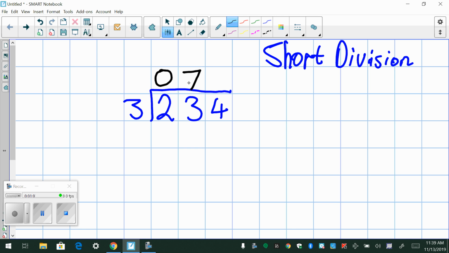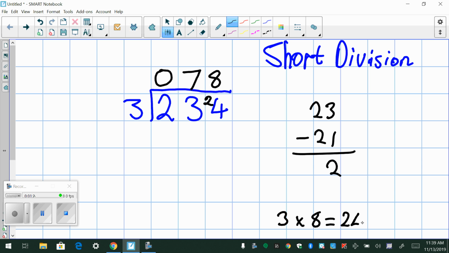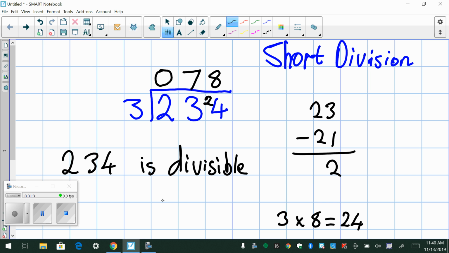That will bring you to 21. So the difference between 23 and 21, the remainder, is 2. I bring that little 2 over to the next number, and that number now becomes 24. Can you divide 3 into 24? Yes, you can. Exactly 8 times. 3 times 8 is 24. So the number 234 is divisible by 3. I've used short division. Okay, that was easy.